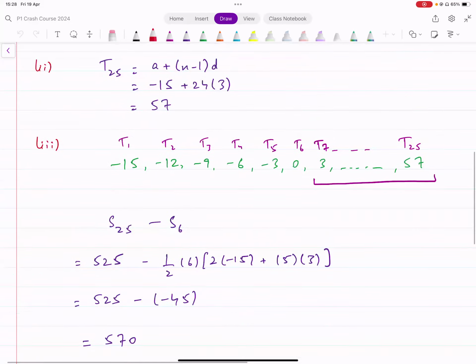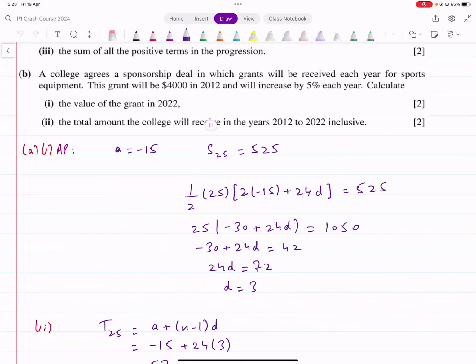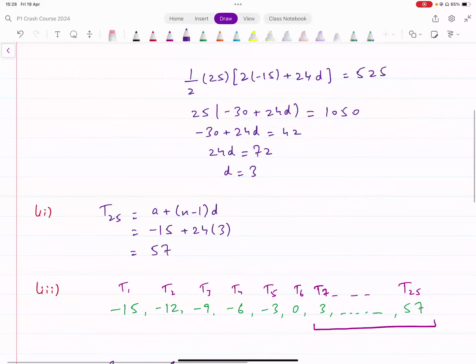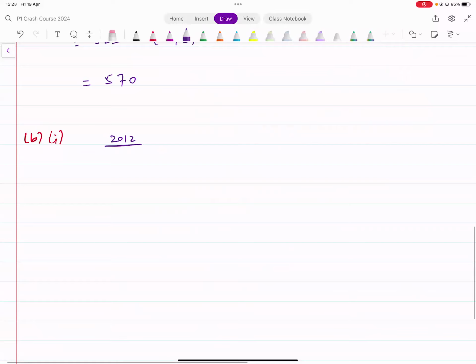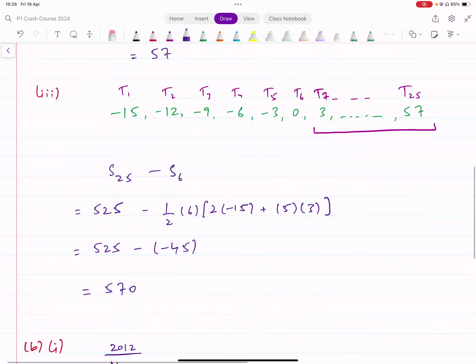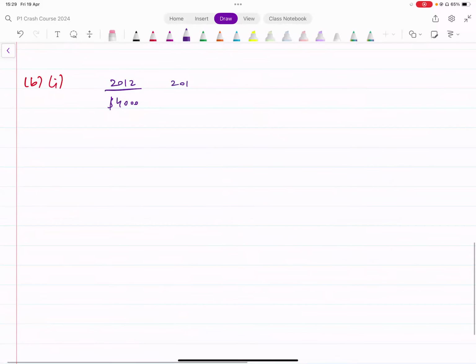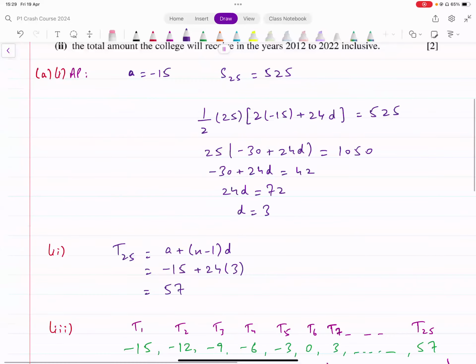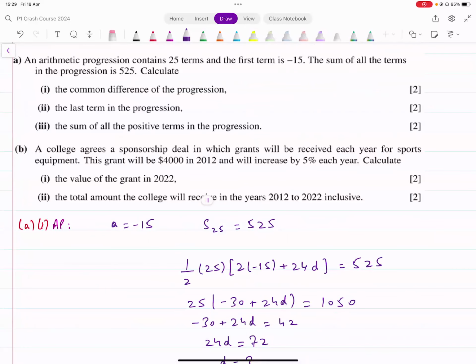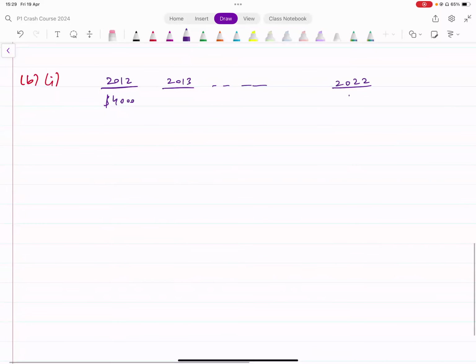Okay, let's think about this. The sponsorship deal is like this: it will start from 4,000 in 2012. Let's write it down here. In 2012, the grant is 4,000. And then it increases by 5% each year. So it's going to increase by 5% here, and so on all the way up to 2022. We need to find the value of the grant in 2022. We need to find this number.